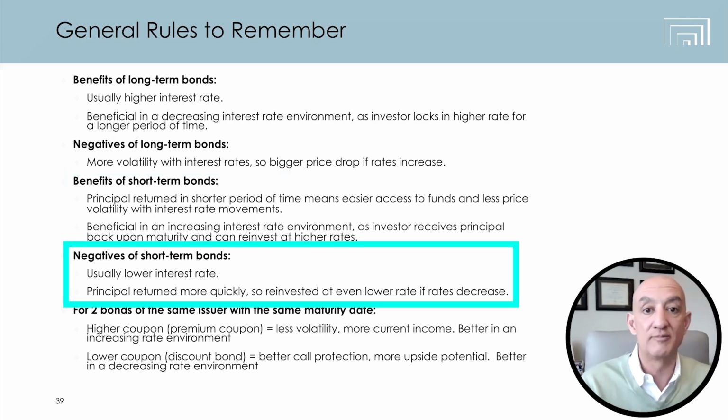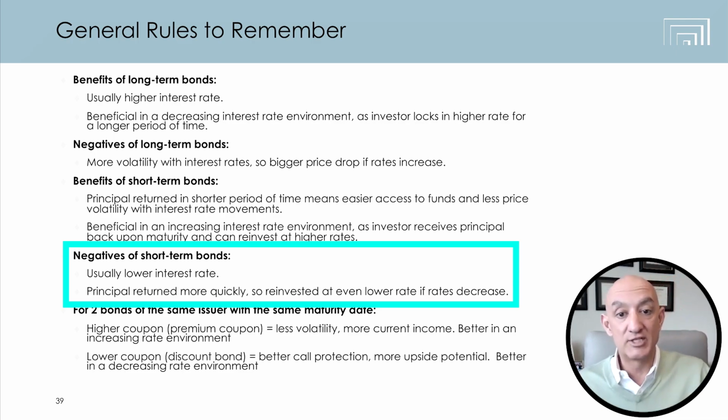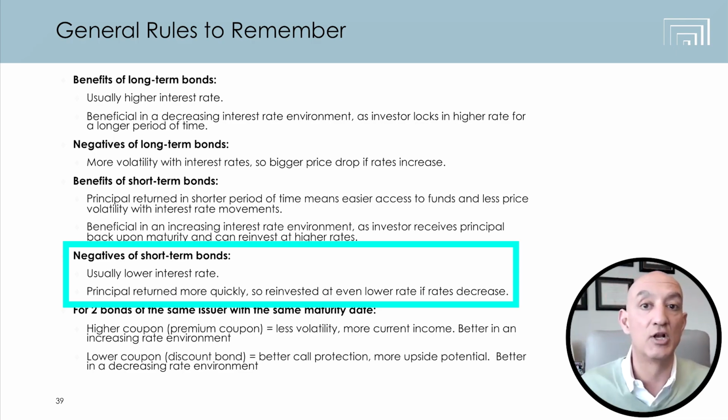The negatives of short-term bonds are that they usually pay a lower interest rate because they're taking less interest rate risk. Not always the case. We'll talk about that. And then your principal is returned more quickly. So if rates go down, it's reinvested at an even lower rate.